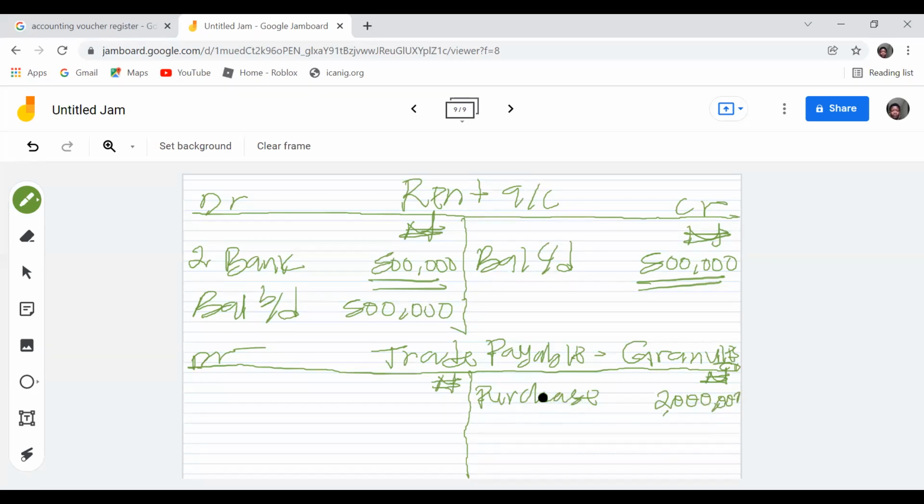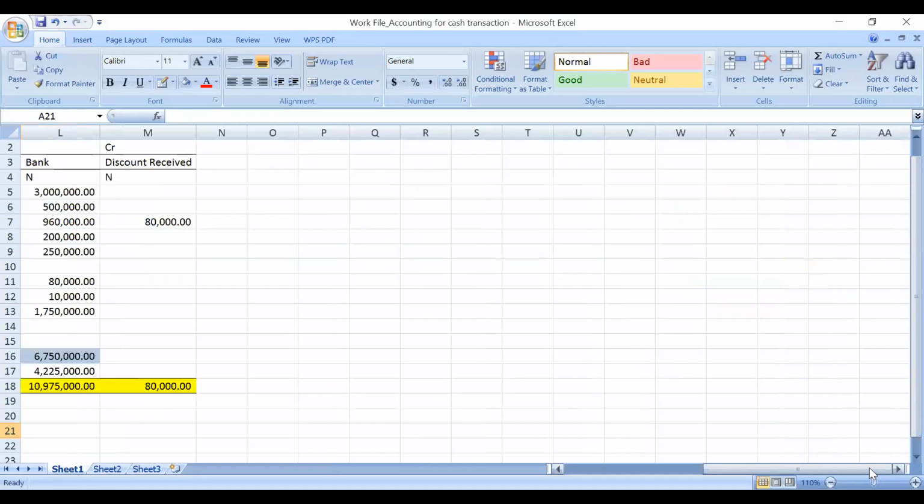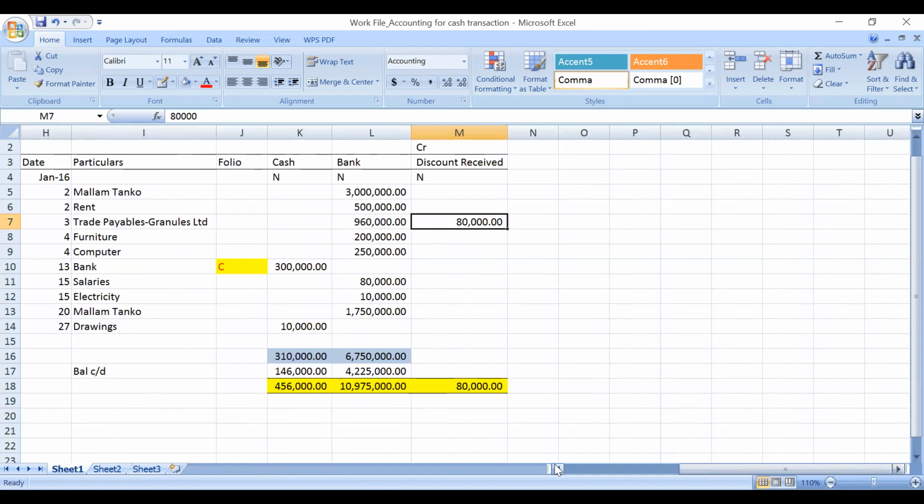Then we are told that you receive a discount. I think we have calculated the discount already. Now let me just check here. We have calculated the discount, and the discount is how much? You can see the discount is 80 thousand.